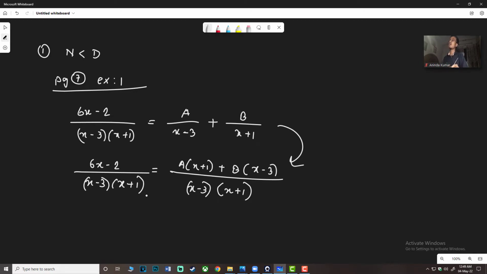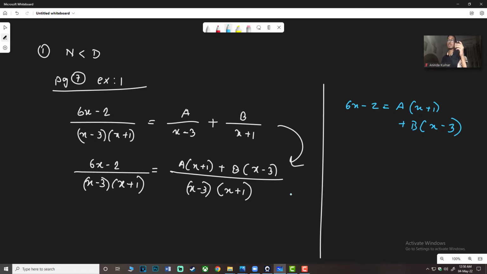Okay, observe the denominator is same in both cases, only the numerator is different. So can we say that the numerator is equal to this numerator, like this? 6x minus 2 equals a(x plus 1) plus b(x minus 3). I'm very much sorry for my handwriting because what I'm typing is not being exactly replicated on the board. There is a slight distortion. As you can see, when I write something, it takes a different shape immediately.